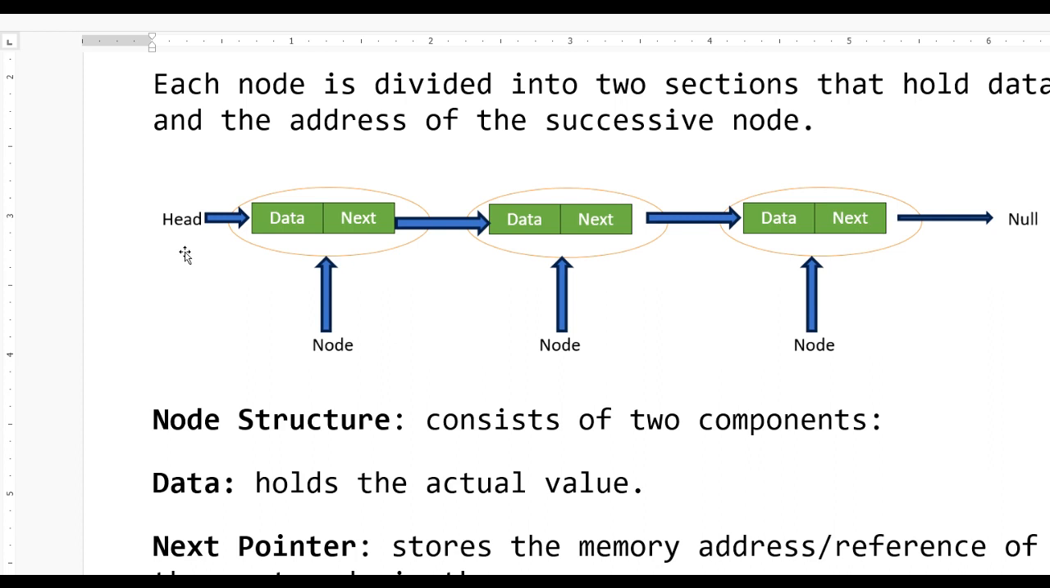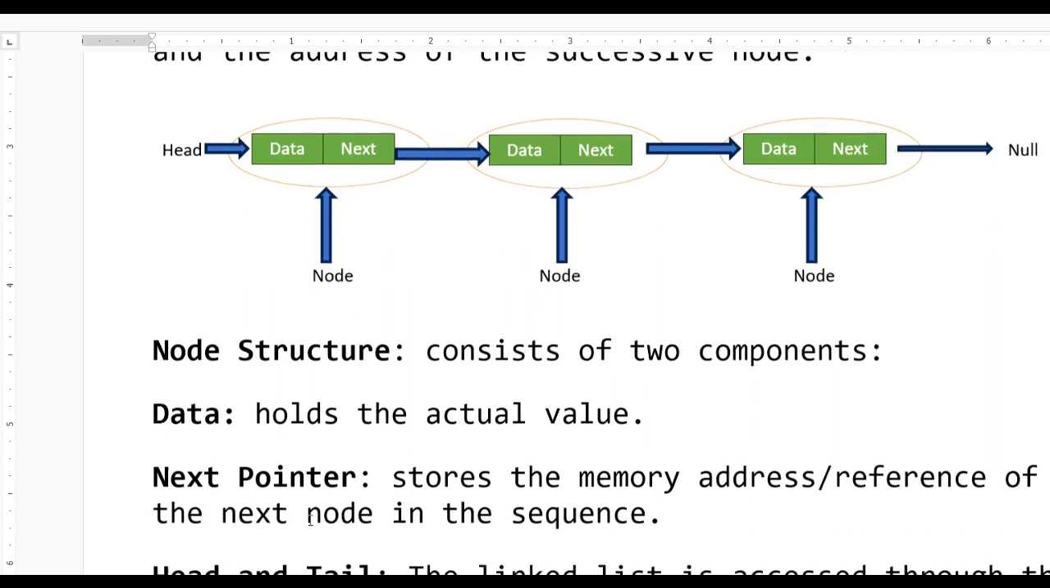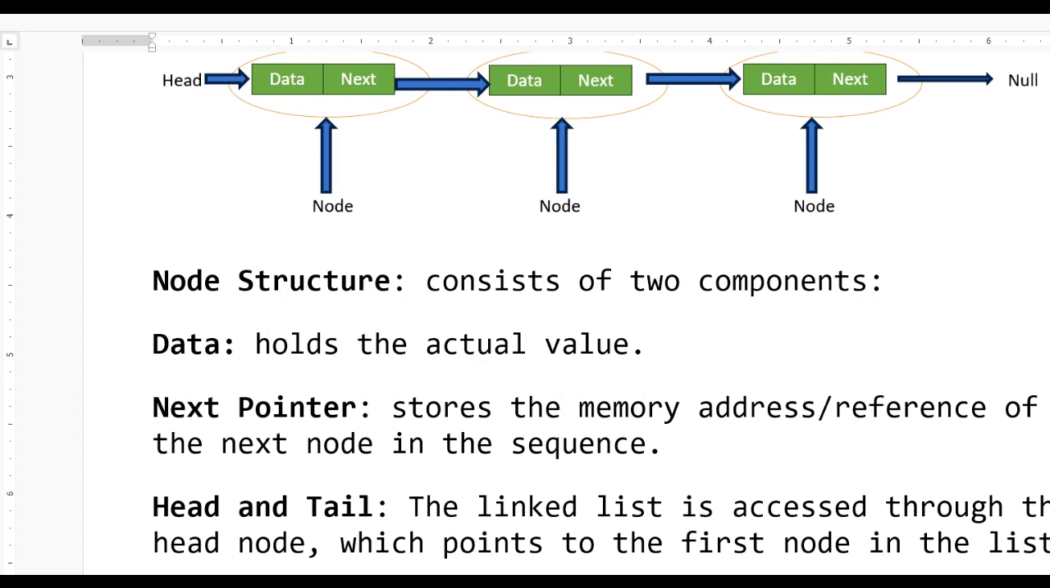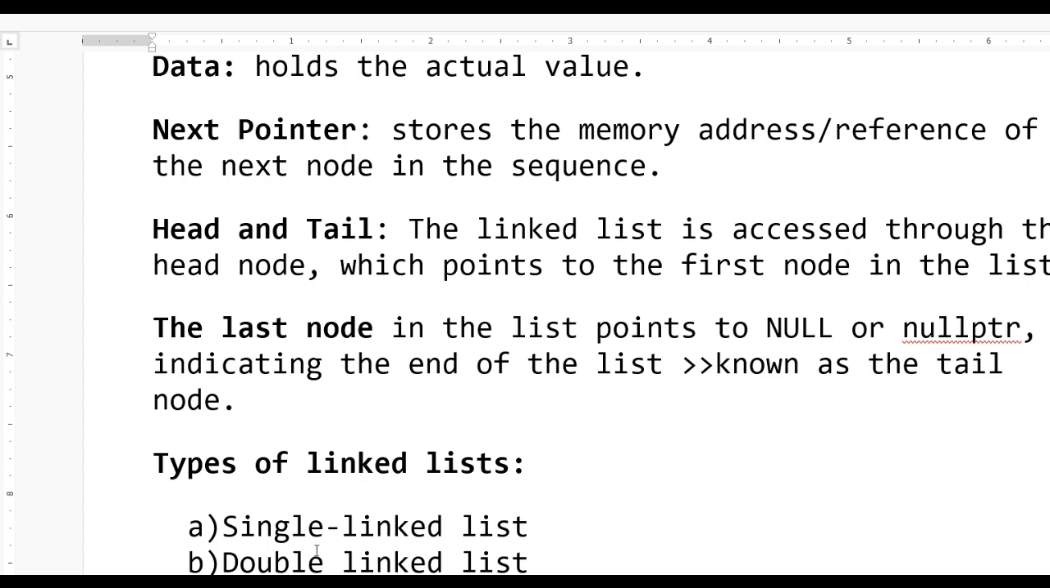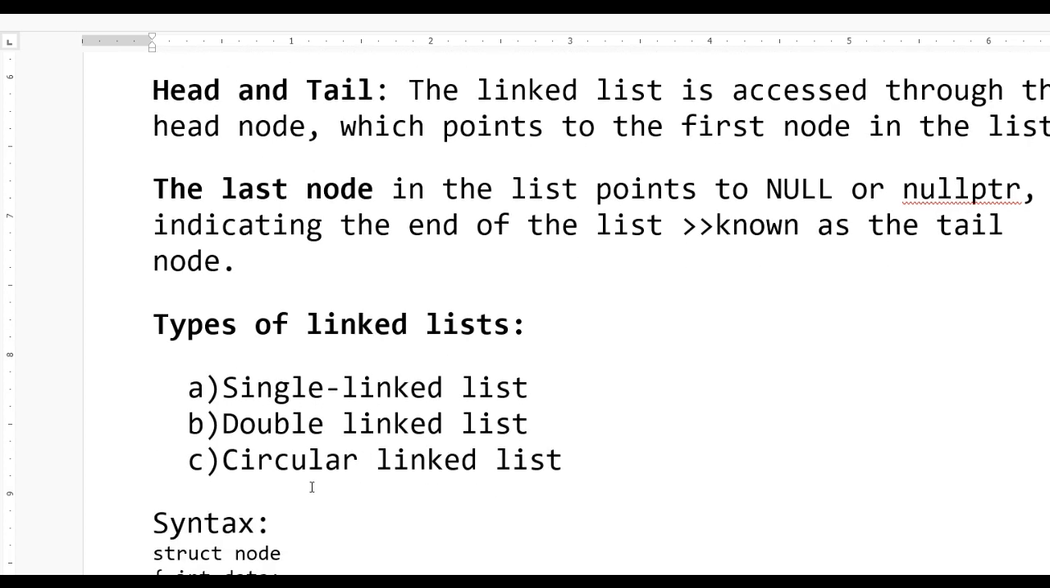Now you can also see there is one head and there is one tail. Head and tail. The linked list is accessed through the head node, which points to the first node in the list, and the last node in the list points to null or null pointer, indicating the end of the list, known as the tail node. And you can see different types of lists like single linked list, double linked list, and circular linked list.